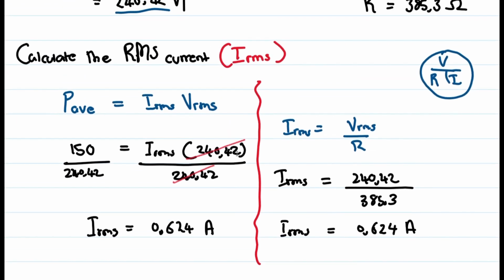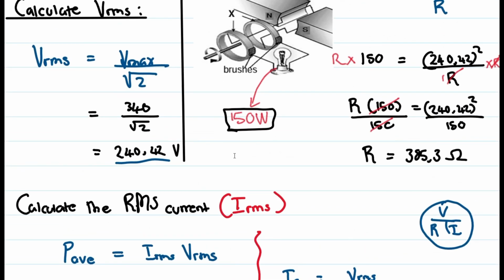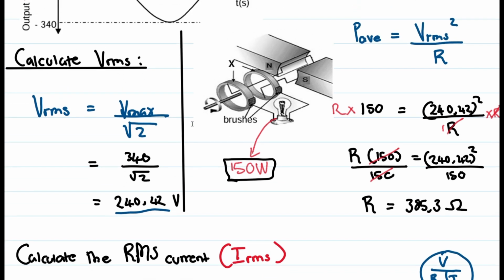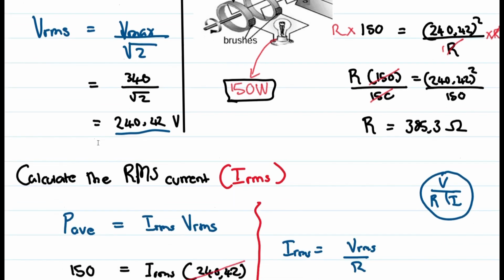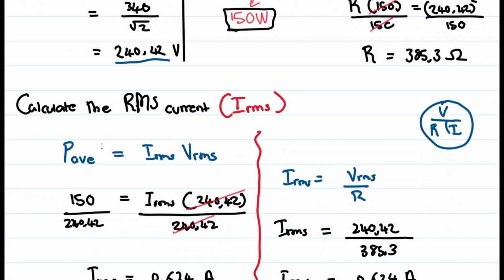So what I would recommend is to always find the VRMS, which is the maximum voltage divided by the square root of 2. And after that, you can write all of these equations down if you're not given them, and they will help you to find other stuff.